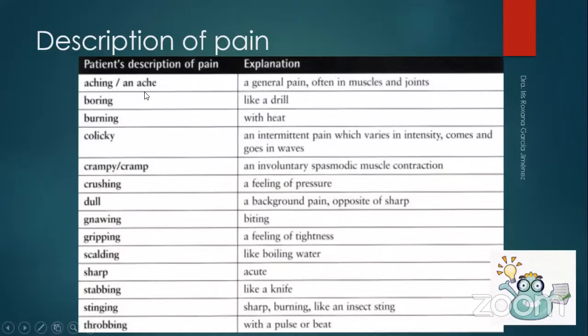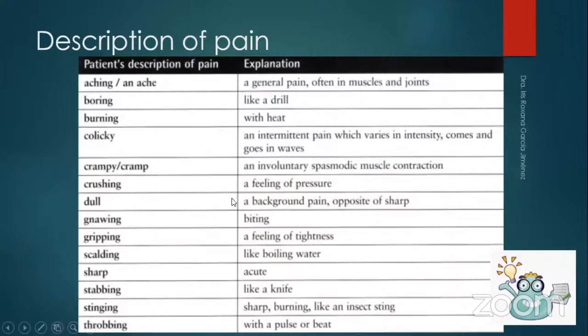Aching or an ache, a general pain often in muscles and joints. We all know how it is. Boring, like a drill. Burning, with heat. Colicky, an intermittent pain which varies in intensity, comes and goes in waves. We all know about it. Crampy or cramp, an involuntary spasmodic muscle contraction.